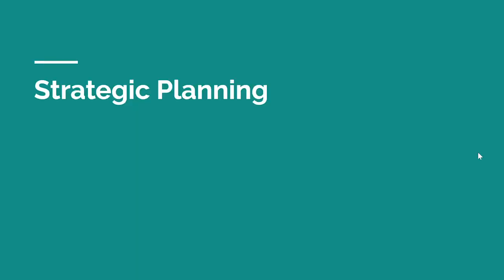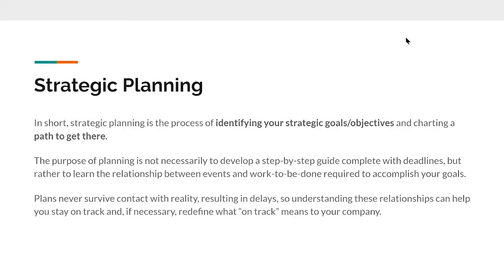Strategic planning. I think this is the last thing for today. One of the things that we require for your submissions is plans, 3-week, month, and year plans for growth and development. And I'll be talking more specifically on that after the strategic planning part. So in short, strategic planning is the process of identifying your strategic goals and objectives and charting a path to get there. What do you want to accomplish? When do you want to accomplish it by? Now let's figure out how to get there.